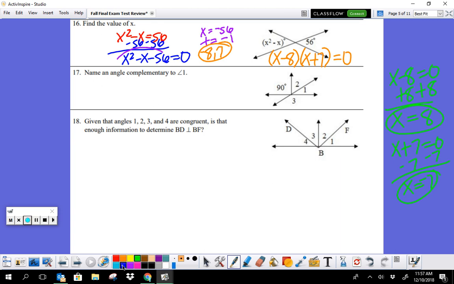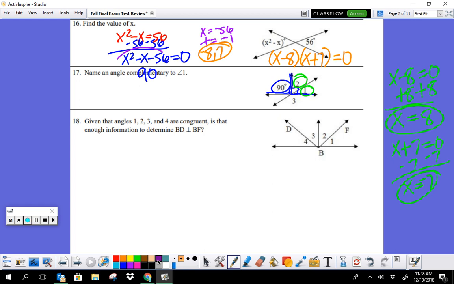Number 17, name an angle complementary to angle 1. Remember complementary means adds up to 90. Well, I can see that this whole angle here is 90, which means these two angles here are also going to add up to be 90. So the angle that would be complementary to angle 1 would be angle 2. This would add up to be 90.